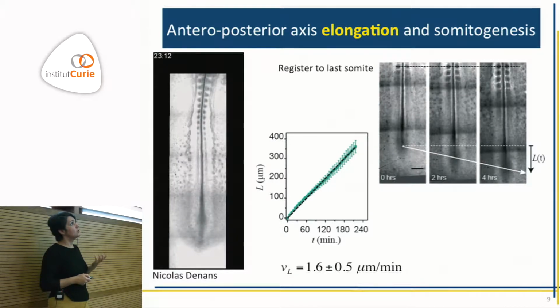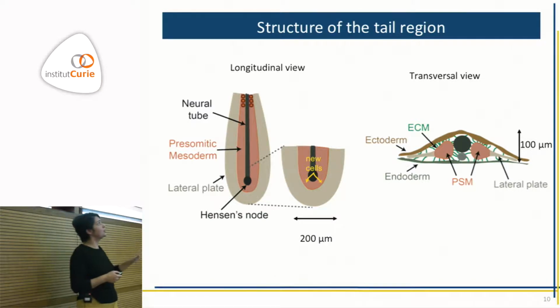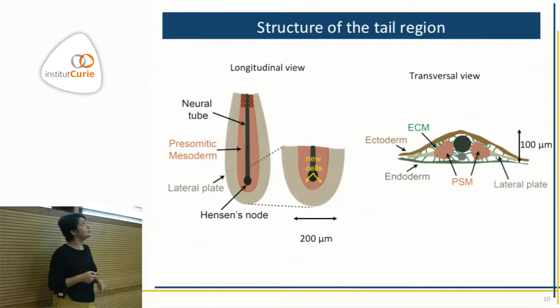And then, before going to data, what I want to tell you is what are all the tissues that we have in the posterior region, because I talked to you about presomitic mesoderm, which is this mesenchymal tissue here shown in orange, but you have other tissues around. So in the middle, we have the neural tube that later will give rise to all the neural system.